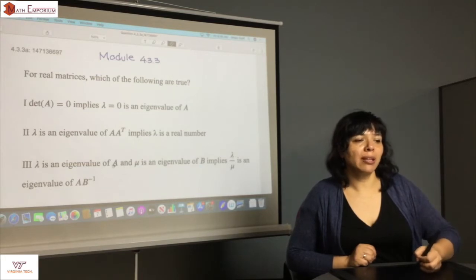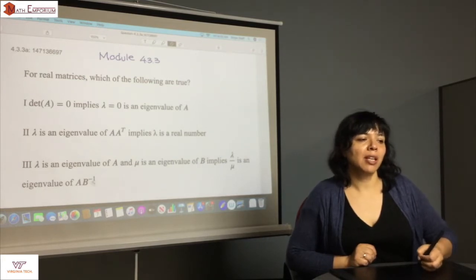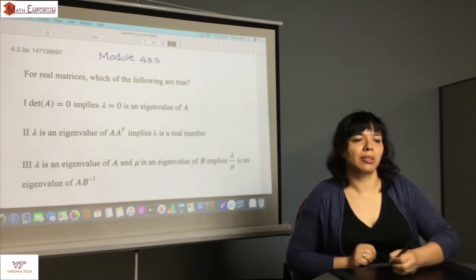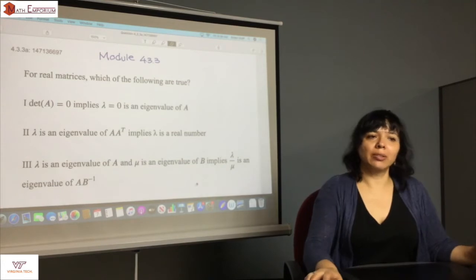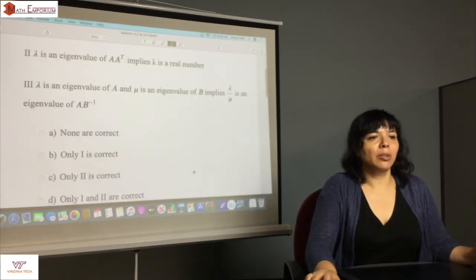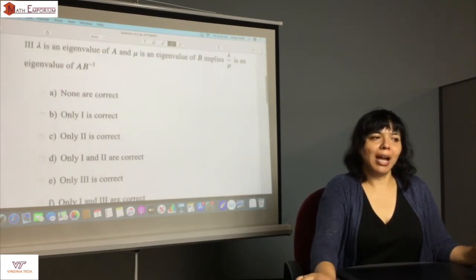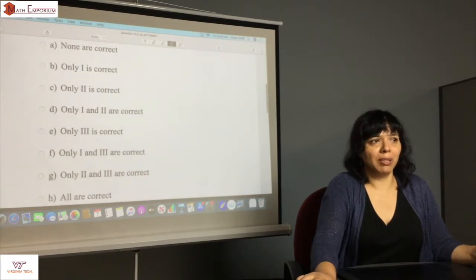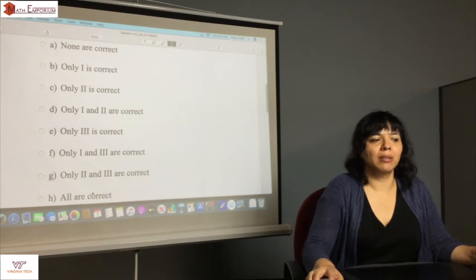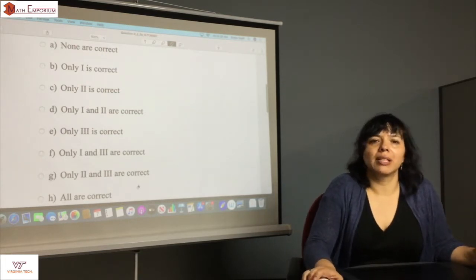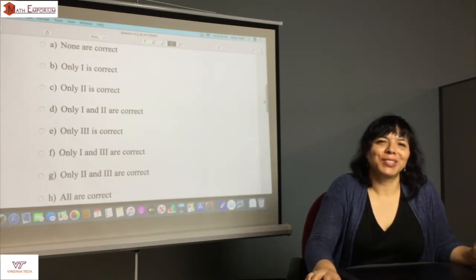Or if you know the eigenvalues for two matrices, say A and B, and if you're trying to figure out the eigenvalue for this one, does that mean that I just need to multiply lambda times mu inverse, that means this one, to get the eigenvalue for that? And we're going to discuss this, and your options for answers are basically all the possibilities, like from none is correct, one of them is correct, two of them, or all of them are correct. So we'll see what is the answer for this.